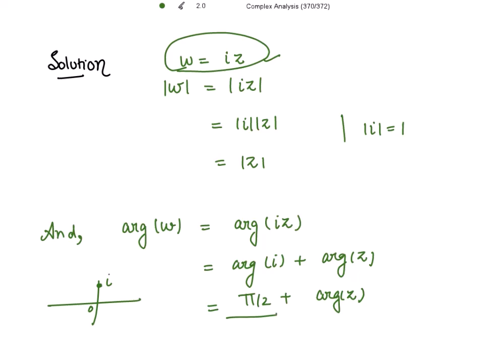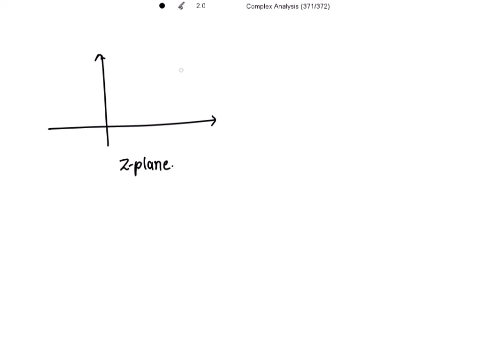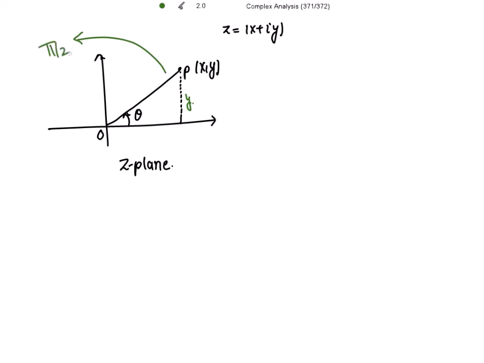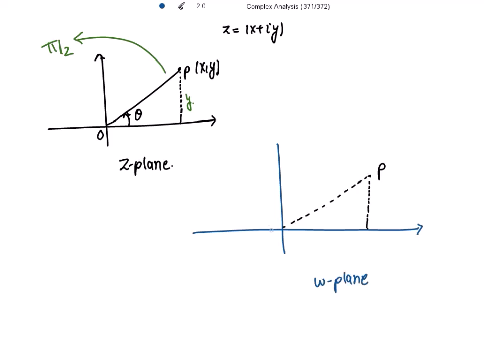So let's visualize through the figures. This is your z plane. Let this be the point, that is z equal to x plus iota y, the complex number. Joining this to the origin, this is the angle theta, this is the y distance. Now there is a rotation about the origin through the angle pi by 2. So for the W plane, there is a rotation of the z plane about the origin through the angle pi by 2. And this is the new point P dash in terms of u, v. If this is your theta, this is also theta.